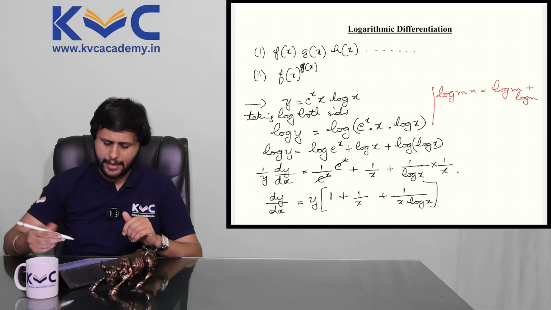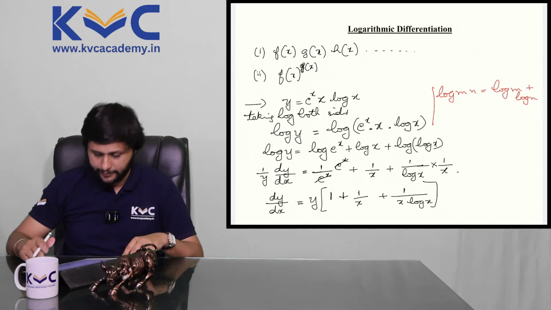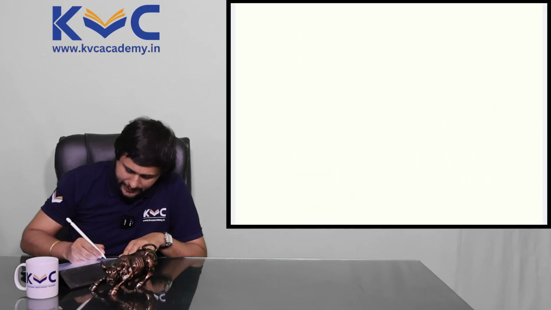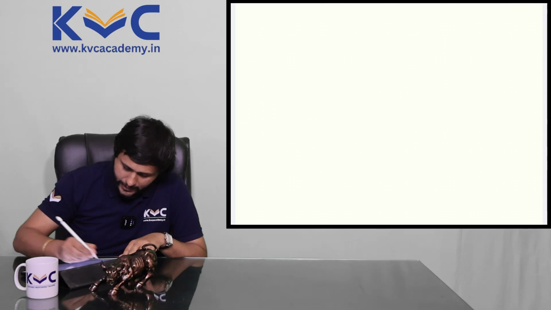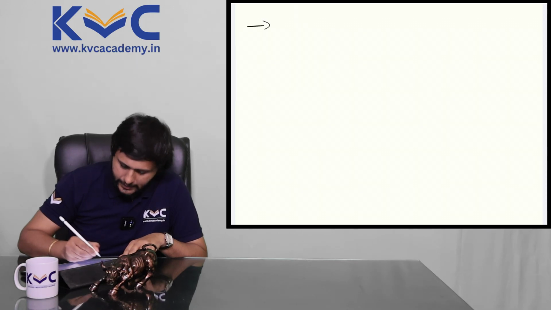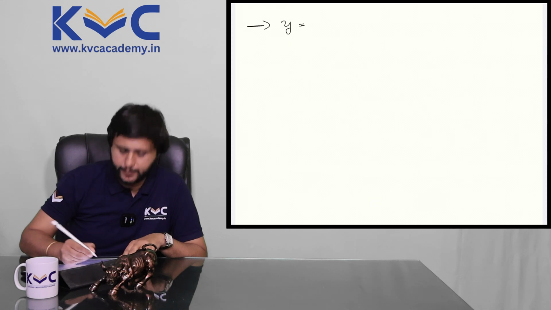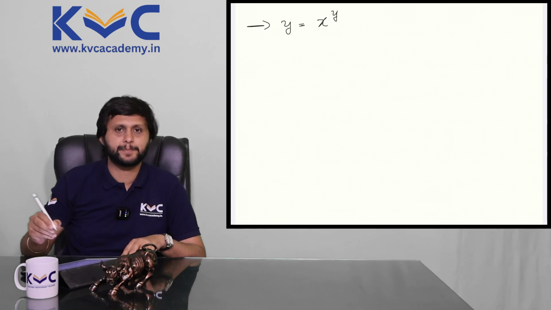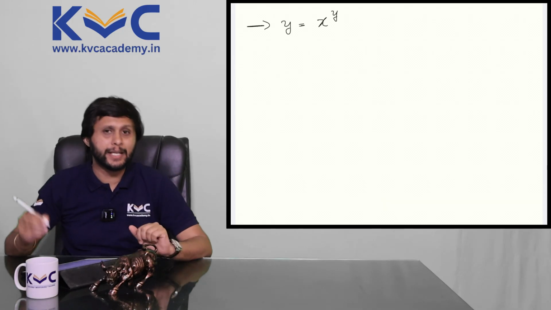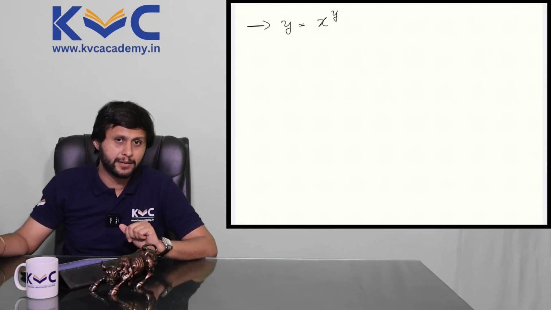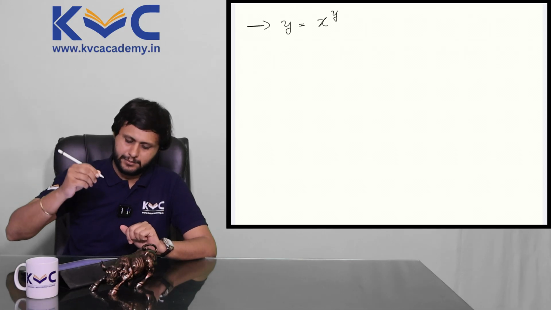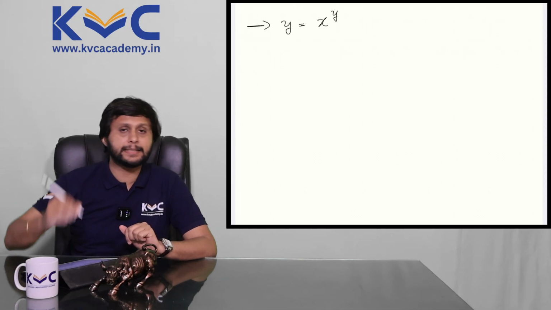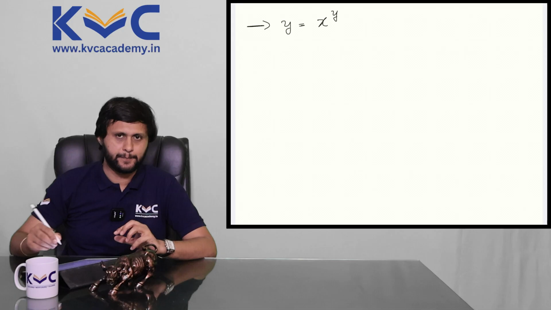Second case is when we have function raised to the power function. Let me give an example for that also. Let's say we have y is equal to x to the power y. Now if it is x to the power n, I know n into x to the power n minus 1. Or if I have a to the power x, I know it is a to the power x log a.